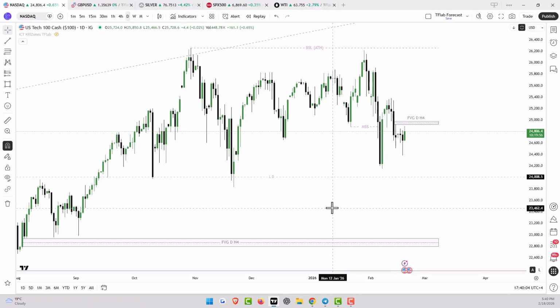I'm here with you for the daily analysis of the Nasdaq Index on February 18th. We're on the daily time frame. As you can see, after reaching a historic high, the Nasdaq Index has entered a ranging phase.